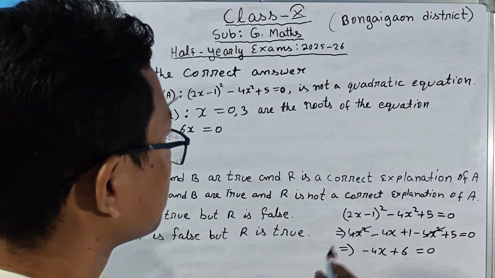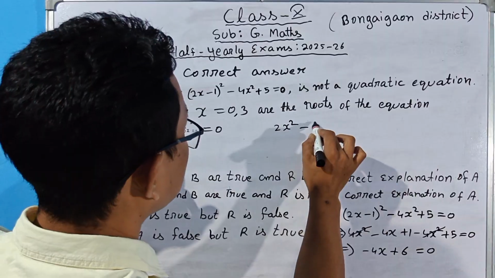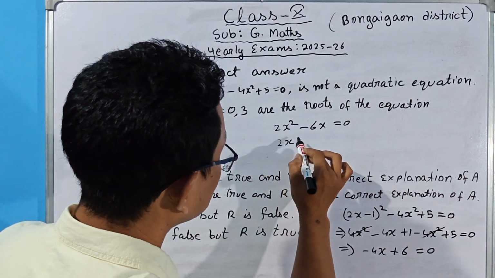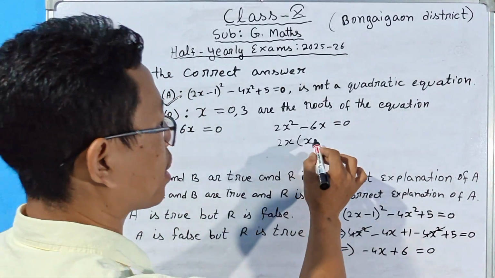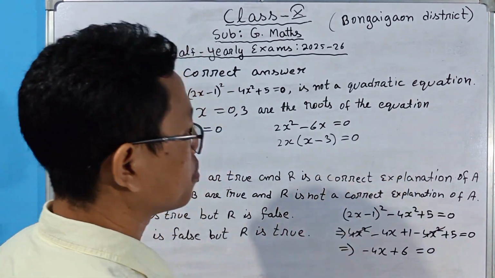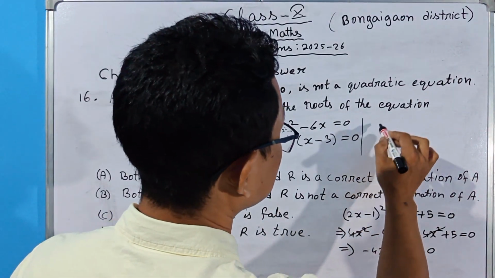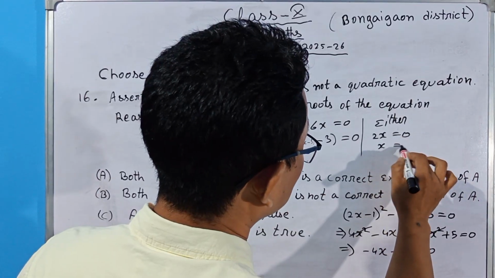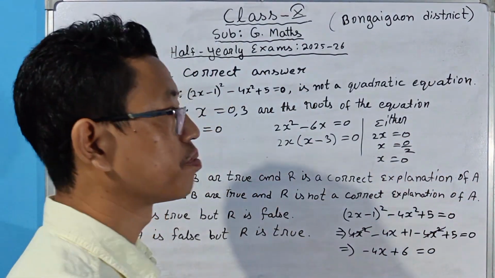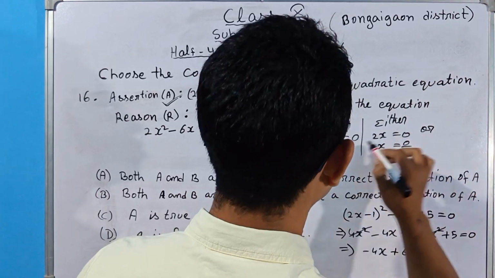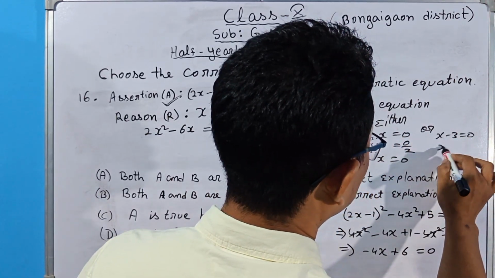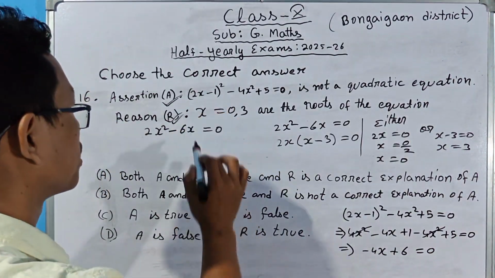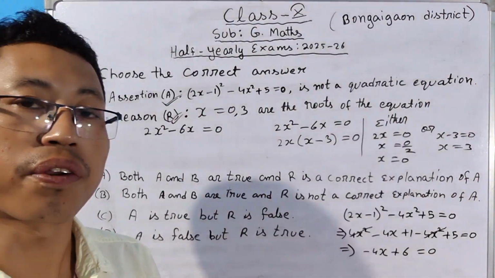Now second, we have 2x square minus 6x equal to 0. We can take the common factor. Here we have 2x common, and the remaining is x minus 3 equal to 0. Now either 2x equal to 0, x equal to 0 by 2, x equal to 0, or x minus 3 equal to 0, x equals 3. So our reason also is correct. That means either A or B is our correct option.